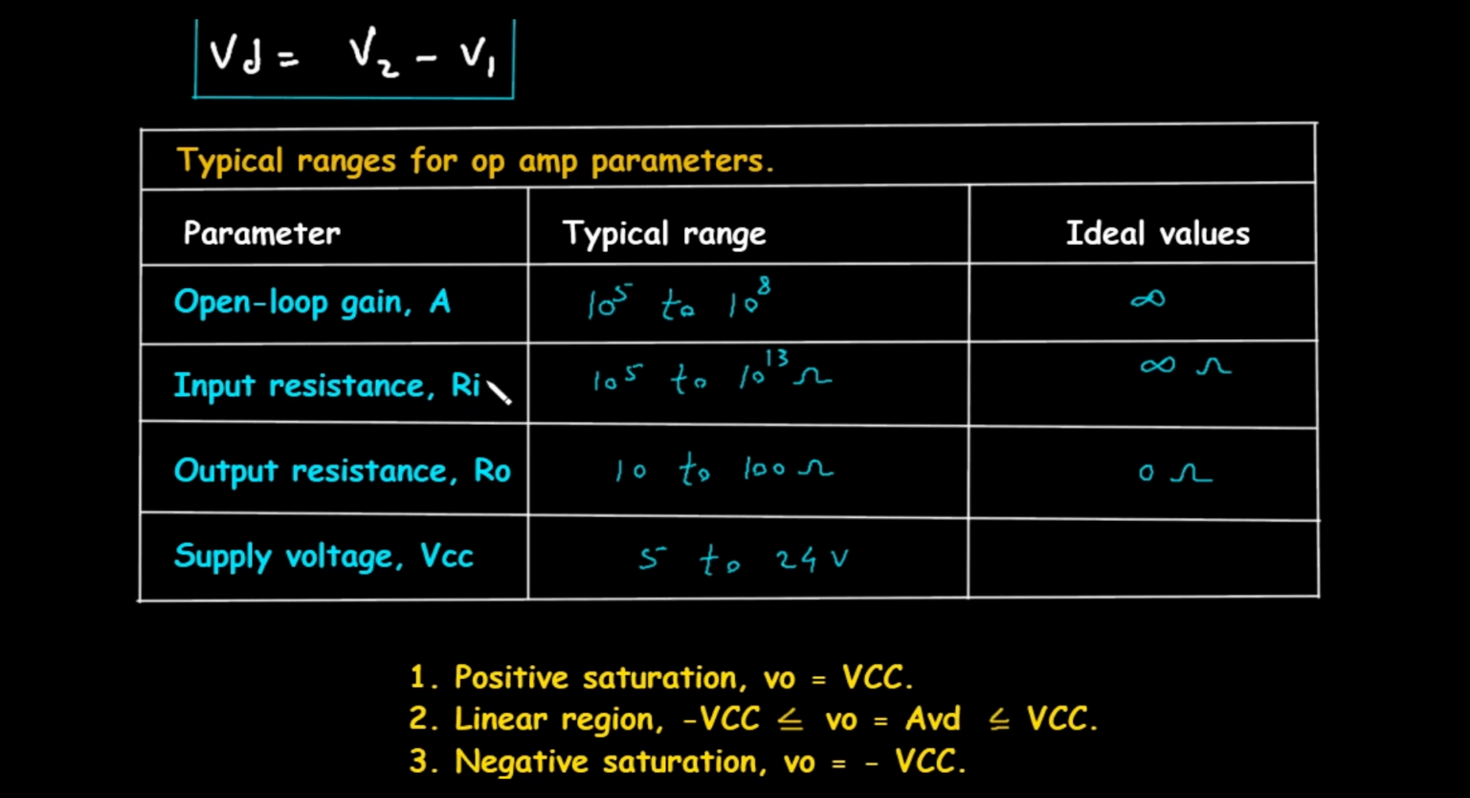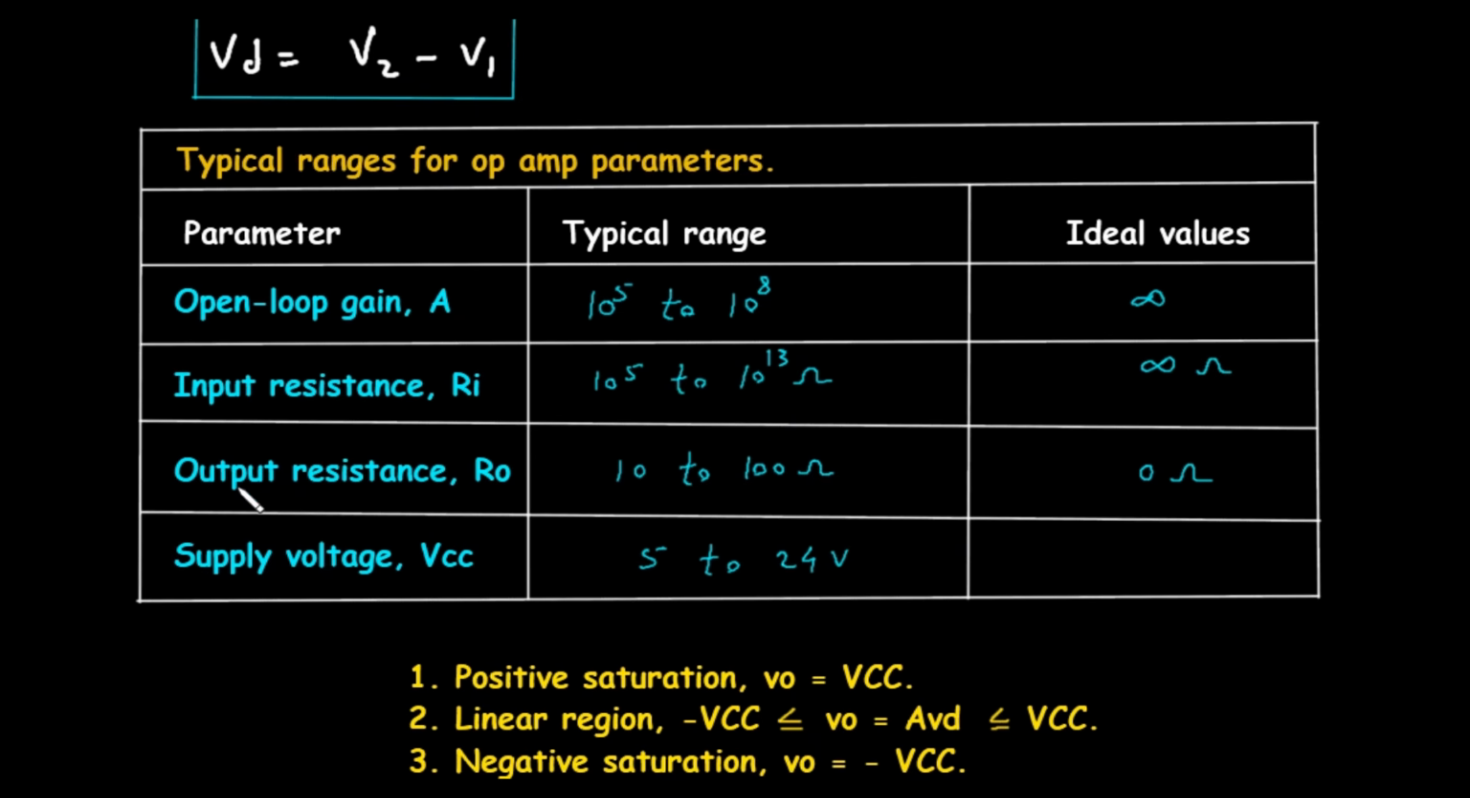Input resistance is represented by Ri. Its typical practical range is from 10^5 to 10^13 ohm, but ideally or theoretically it is infinite ohm. So this is extremely high. Ideally it's infinite. This ensures the OpAmp doesn't draw any current from the signal source it's connected to.